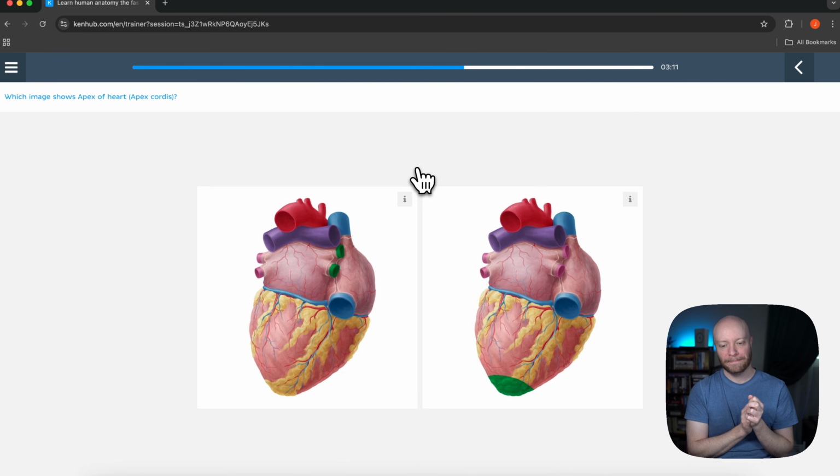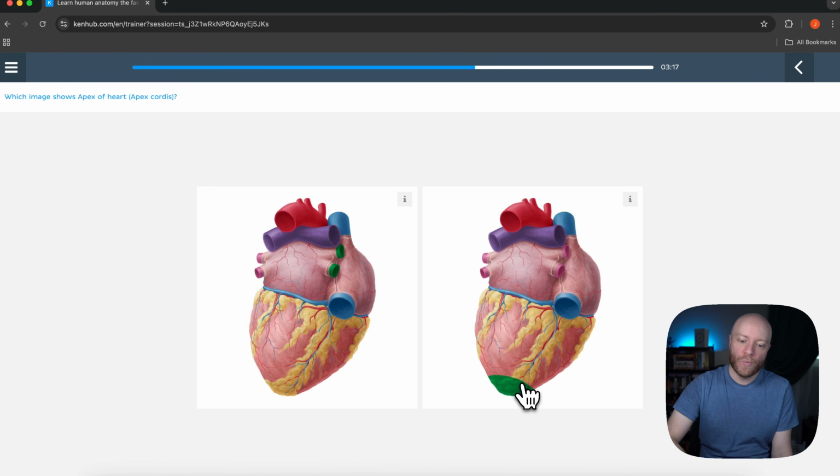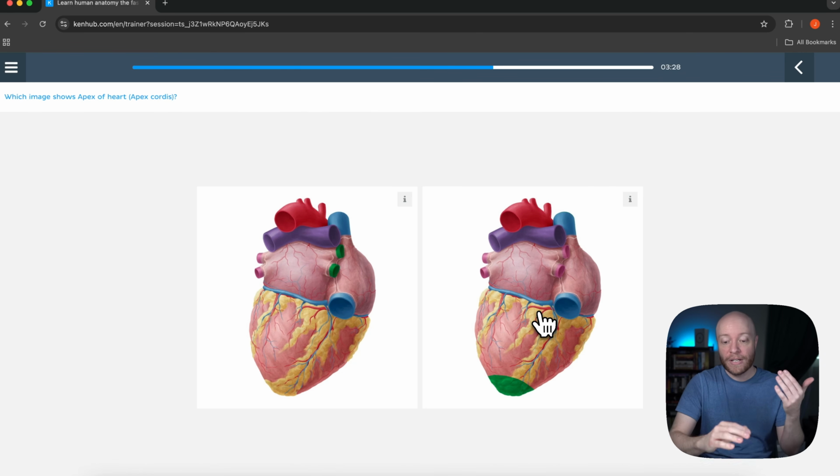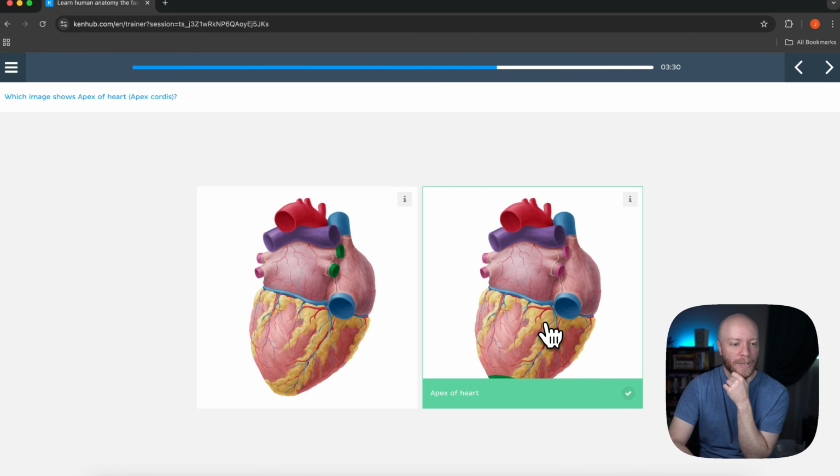What do you think? It's going to be this, right? The apex is going to be this point. So this point is, remember, where blood is being ejected out from first. The signal for the heart to contract goes all the way down to the apex, and then the heart will contract from the bottom up, essentially squeezing out that fluid.